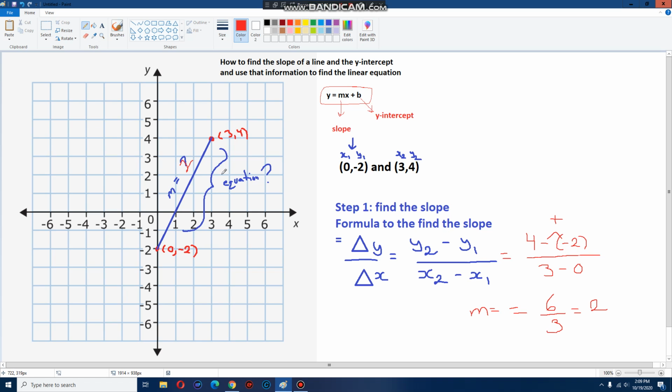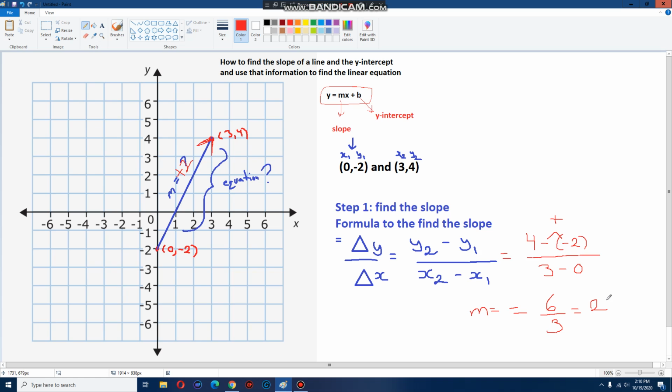And because it's positive 2, that means the line is going up, like that, in a positive direction. Positive lines mean it's going straight up. Negative lines mean it's going all the way down. So we have the slope now. We did step number 1.